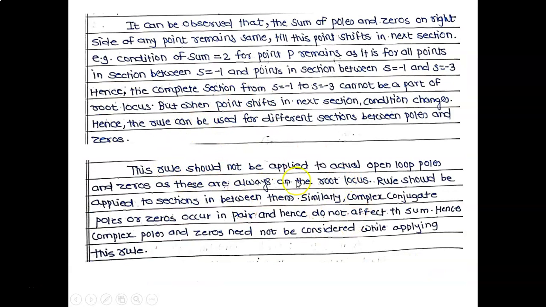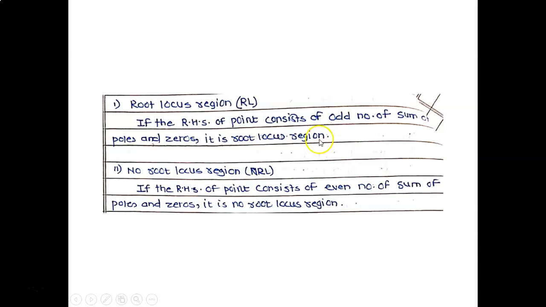Same, we have seen this. Now root locus region, same is there. Again I will repeat. If the RHS of a point consists of odd number of sum of poles and zeros, it is root locus region. If the RHS of a point consists of even number of sum of poles and zeros, it is known as no root locus region, that is NRL.